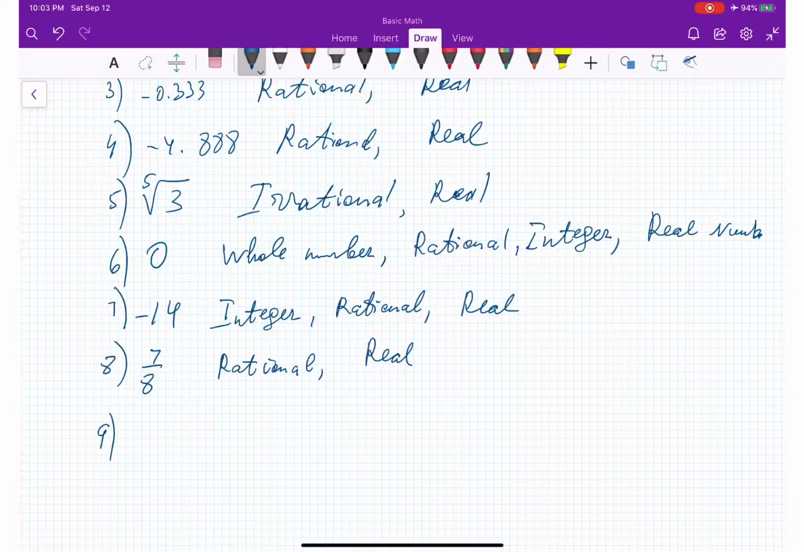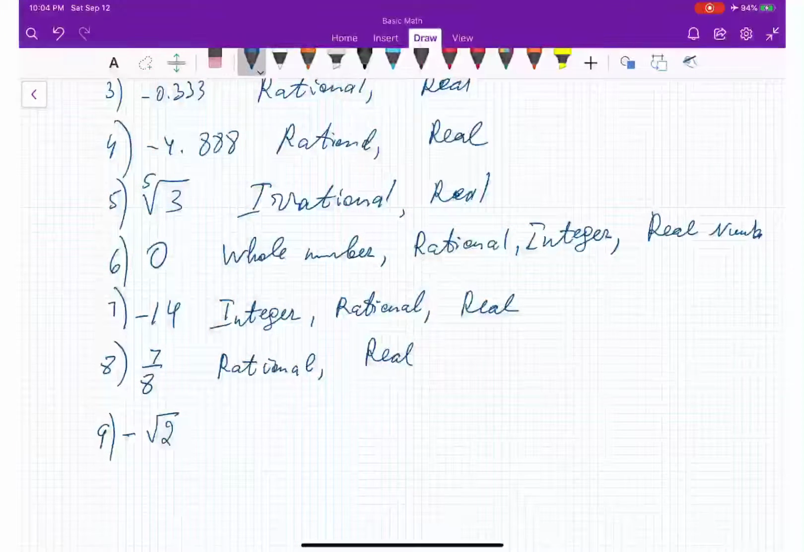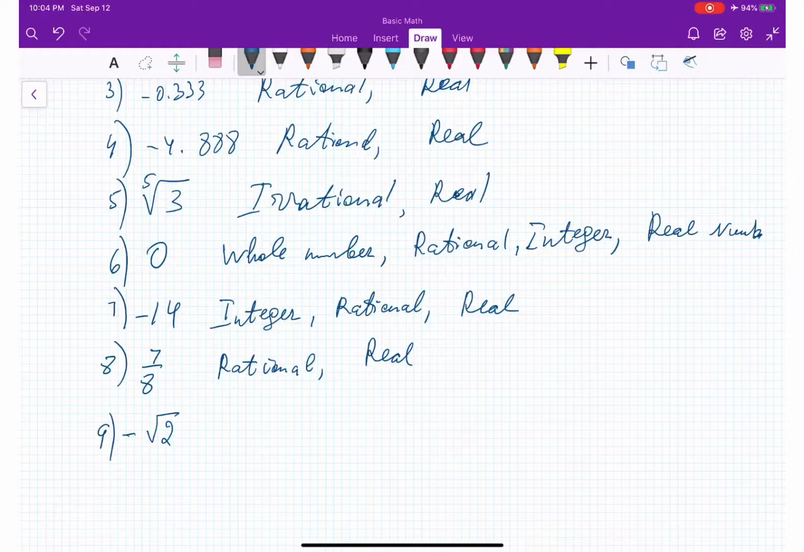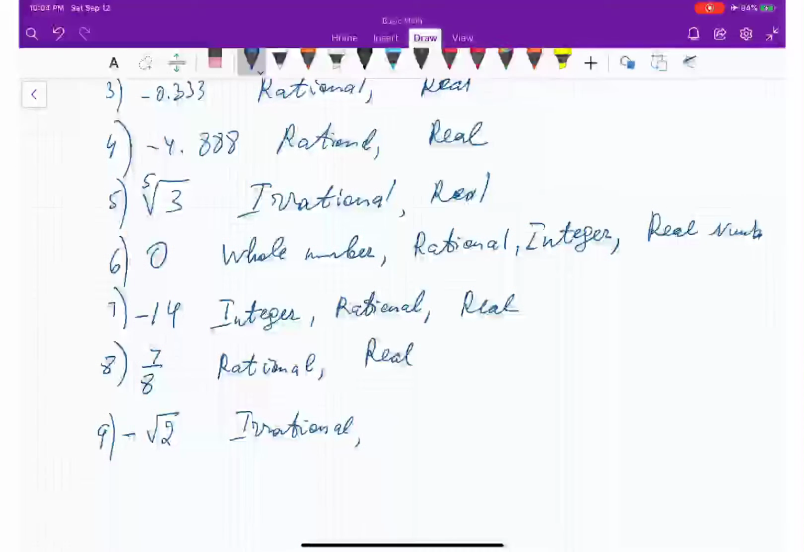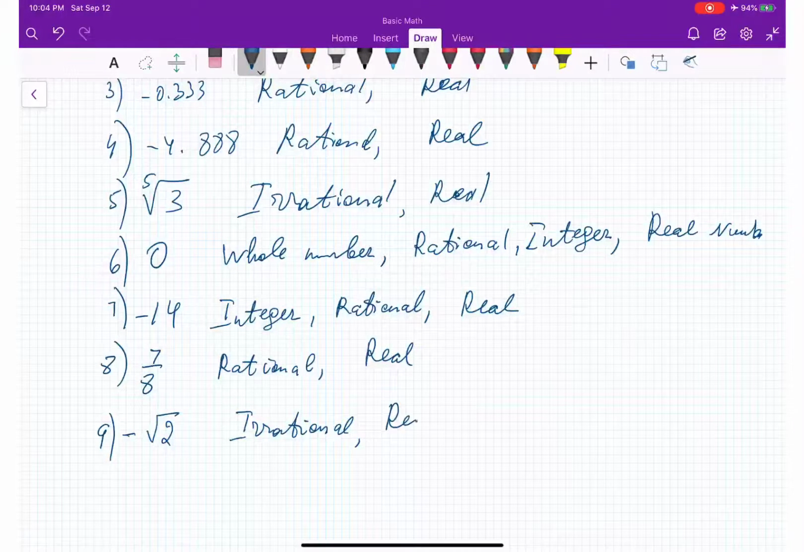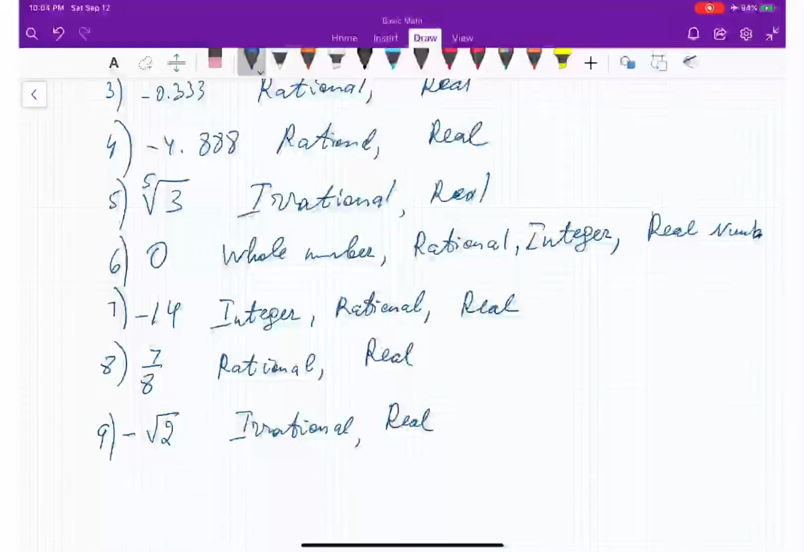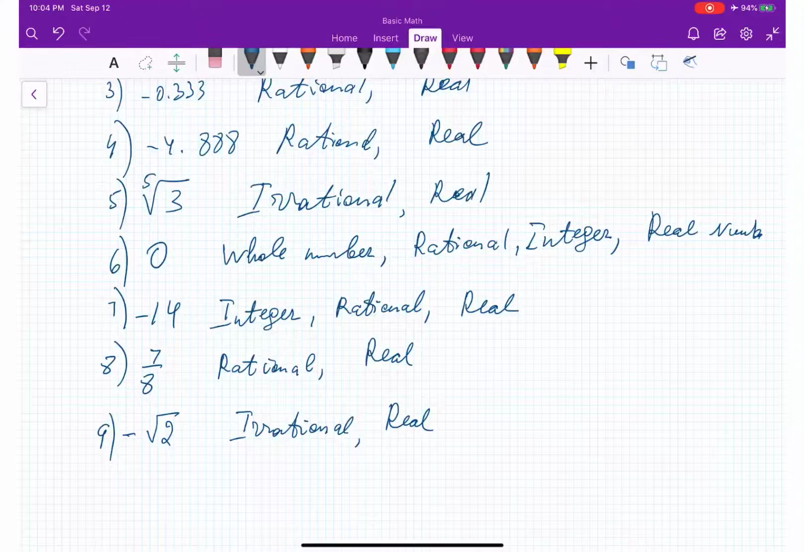Number 9, negative square root 2. Now this one is definitely irrational. Is it anything else? Can it be an integer, natural number, rational, whole number? No, the answer is no. The only thing left, real number.